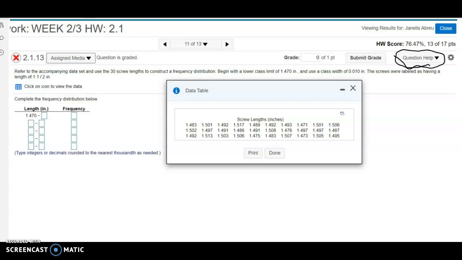So here we are. We have: refer to the accompanying data set and use the 30 screw lengths to construct a frequency distribution. Begin with a lower class limit of 1.470 inches and a class width of 0.010 inches. The screws were labeled as having a length of 1.5 inches. And you can click on the icon to view the data. So I clicked on this icon and it gave me this data table over here, which is what we'll be using later to fill in our frequencies.